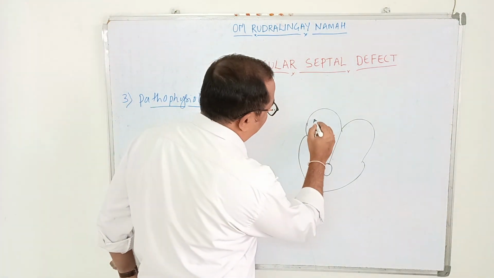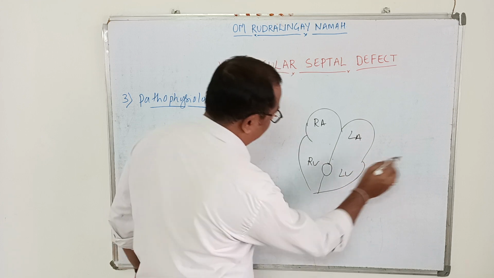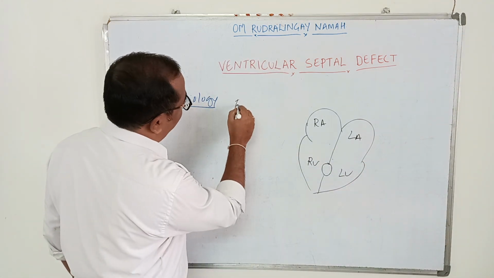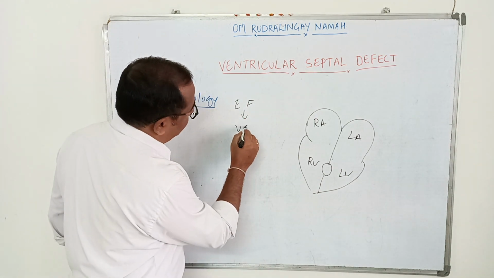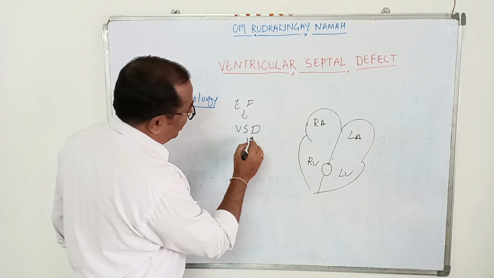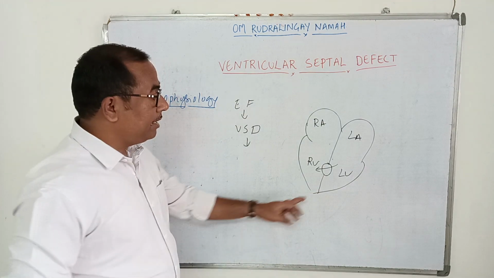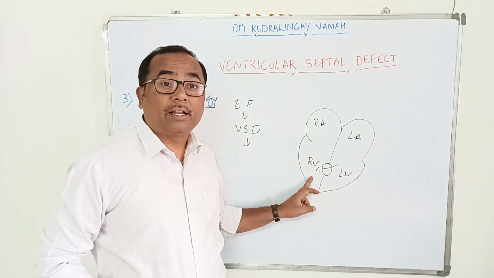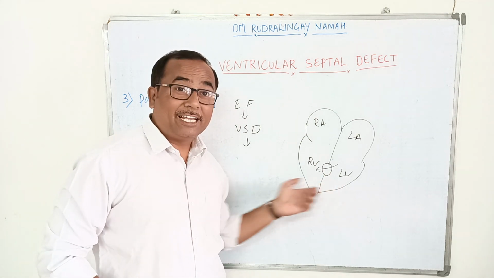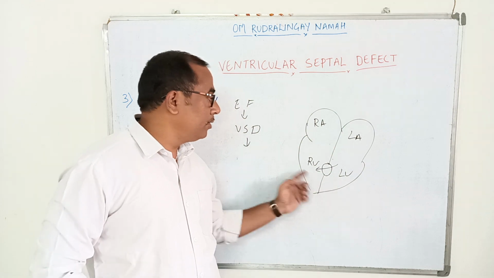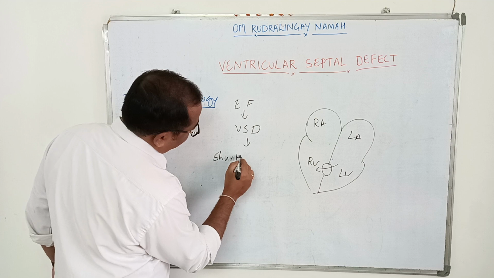So this is the right atrium, left atrium, right ventricle, left ventricle. What happens here? Due to etiological factors, there will be ventricular septal defect, and because of this there is a shunting of blood. There is a movement of blood from high pressure in the left ventricle to the low pressure in the right ventricle. The pressure and volume of blood in the left ventricle is more compared to the right ventricle. So there is a shunting of blood from high pressure in the left ventricle to low pressure in the right ventricle.